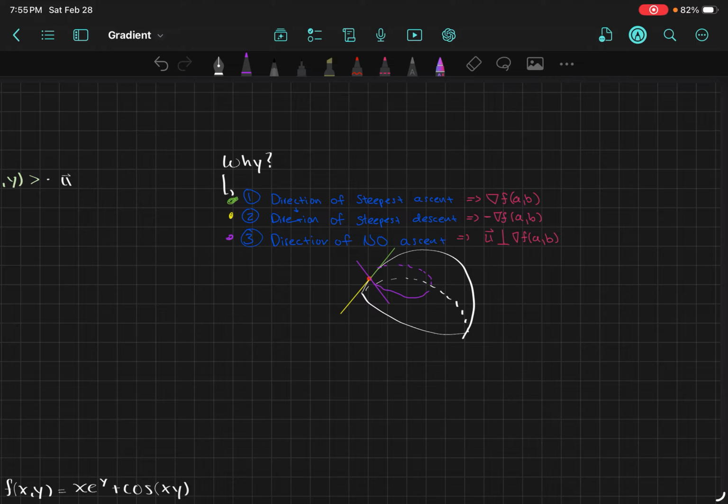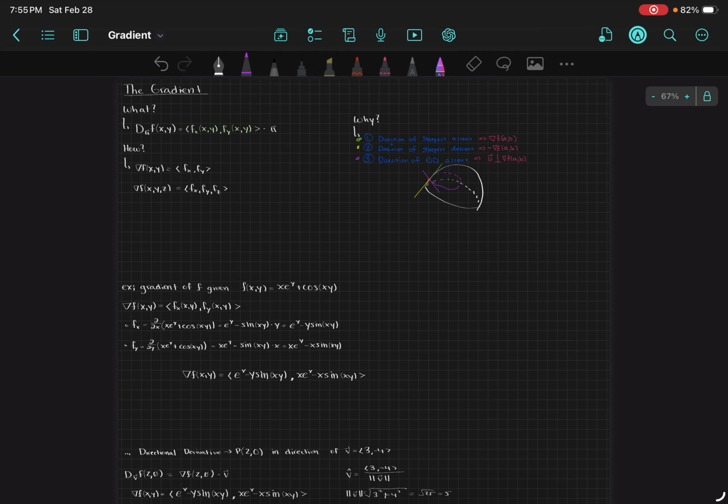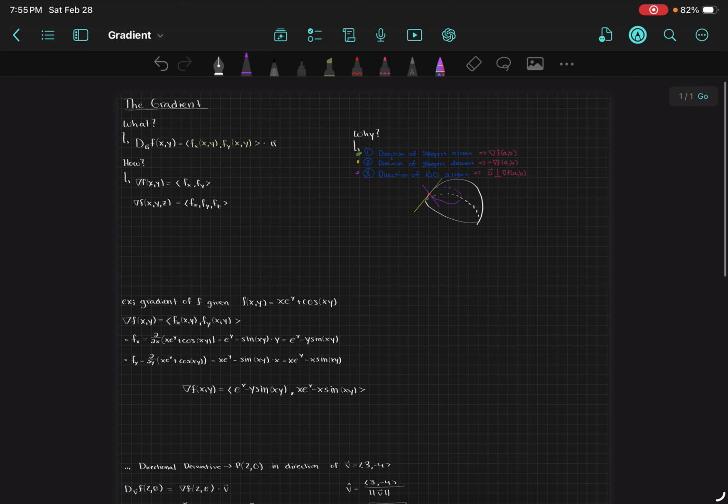I apologize for the horrible drawing and the even worse explanation of why these things are the way that they are. Yeah, I mean, I guess that is the gradient. Thank you very much.